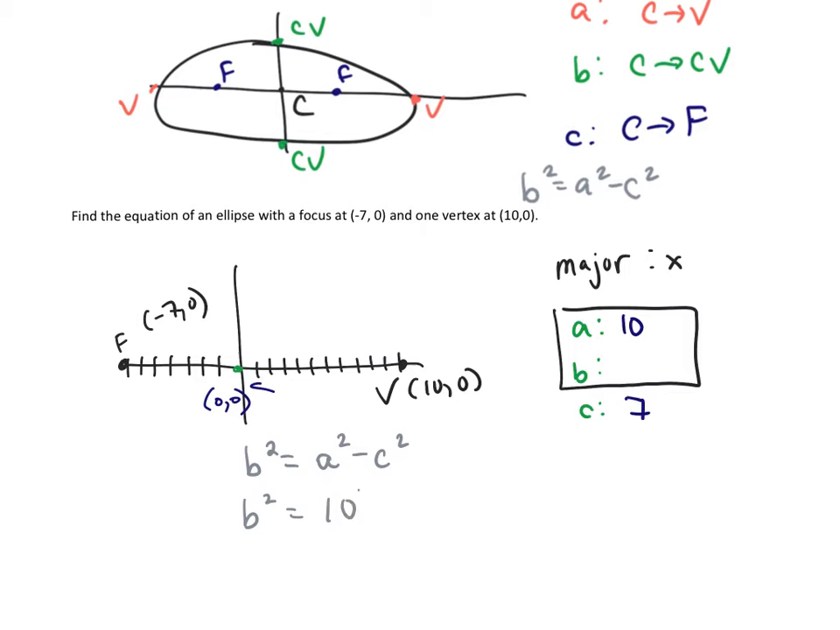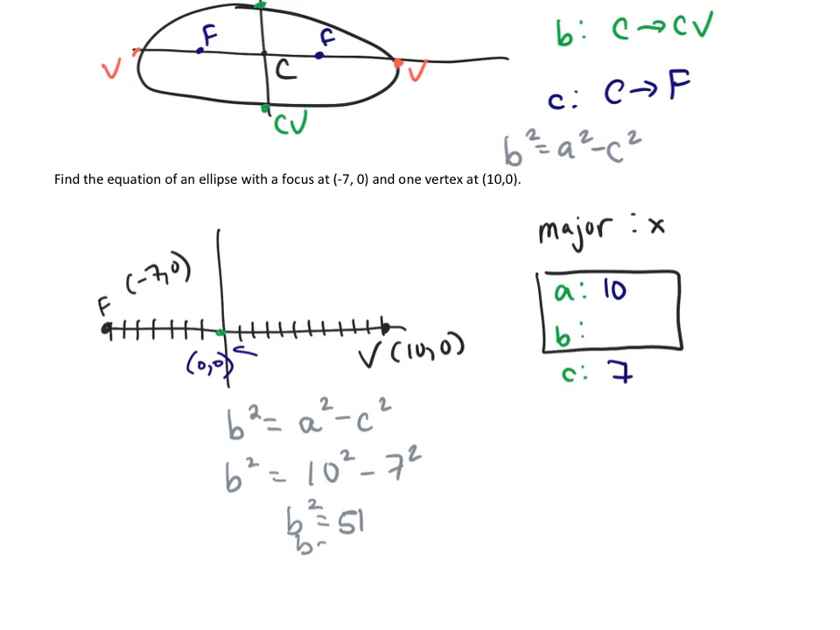So B squared will equal 10 squared minus 7 squared. So B squared equals 51. So B is the square root of 51.